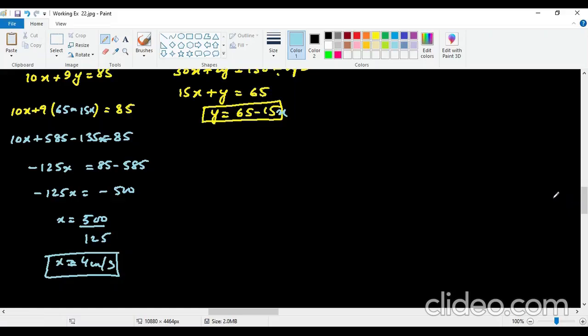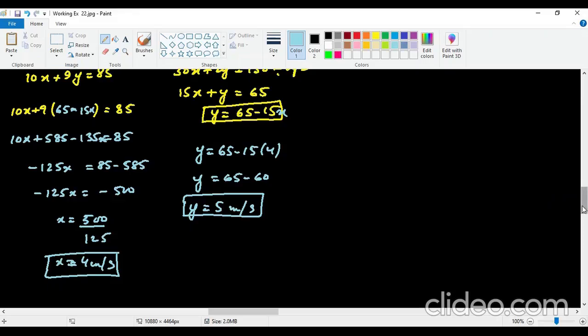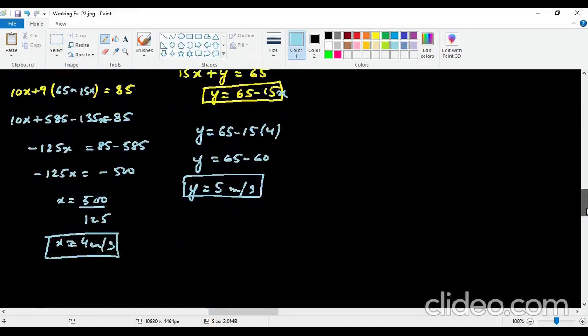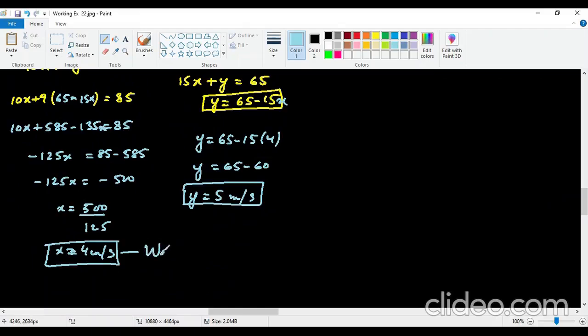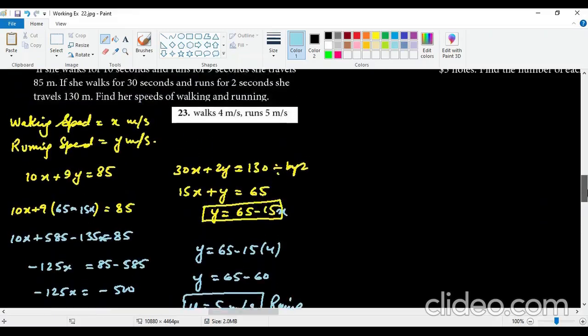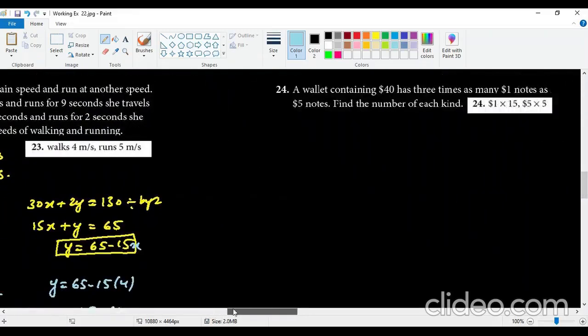Now I'll put this value of x into the value of y. y equals 65 minus 15x, where x is 4. That means y equals 65 minus 60. So the value of y is going to be 5 meters per second. So according to the condition, the walking speed is 4 and this is the running speed, 5. Moving on to the next question, which is question number 24.